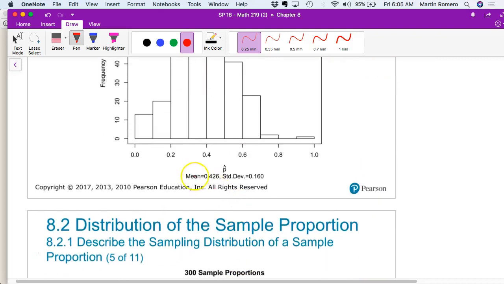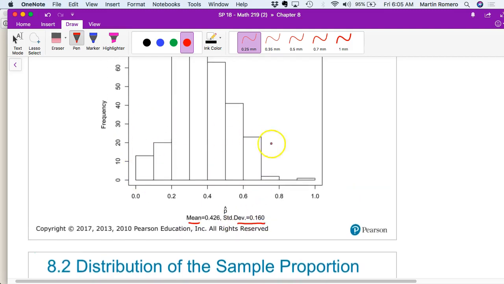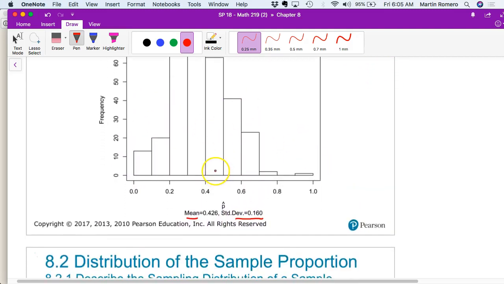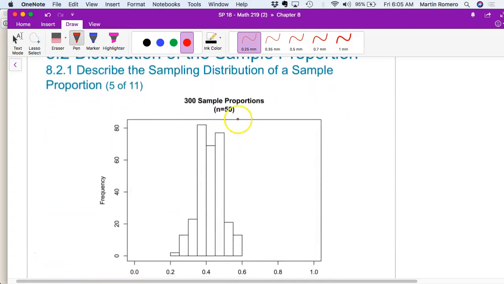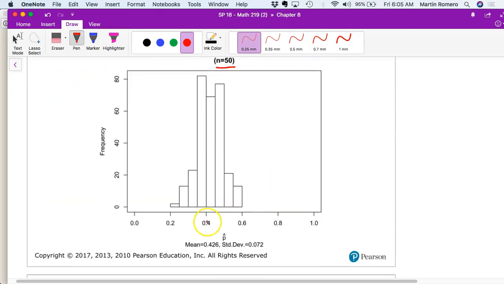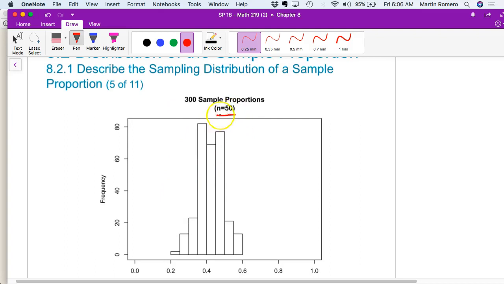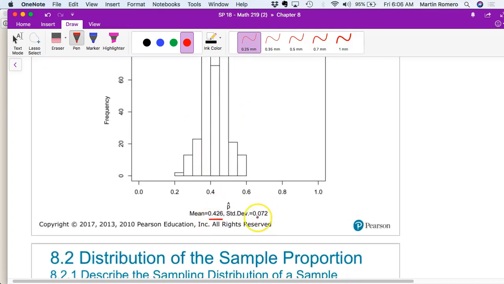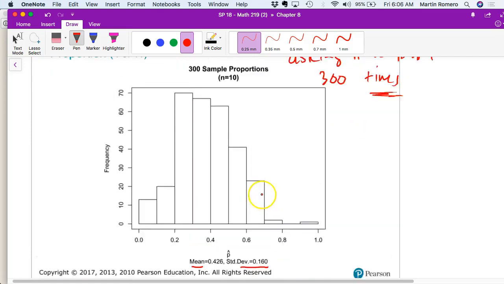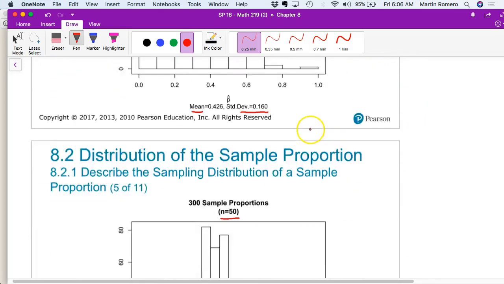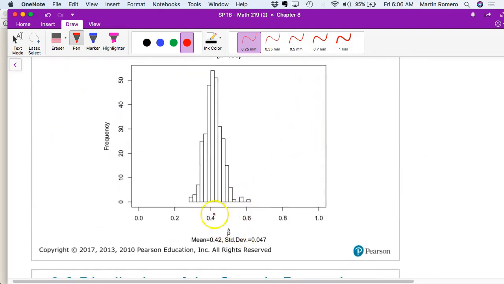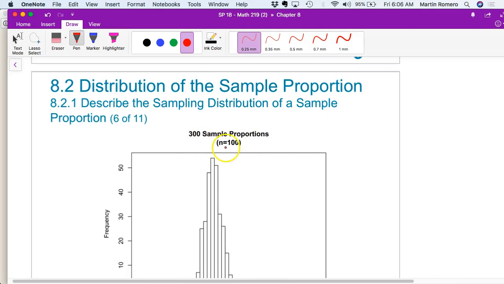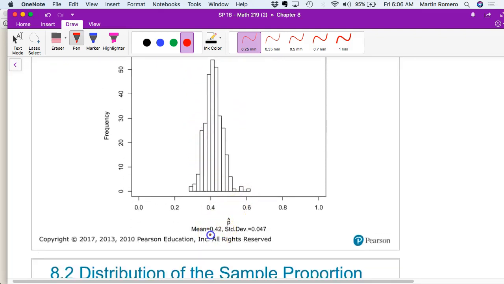What would that look like? We would calculate the mean and standard deviation of those samples, or the distribution. And then what would it look like if we increase the sample size? Ask 50 people 300 times, 50 different people 300 times, and notice it gets a lot closer together. They're getting closer to the mean when we increase the sample size. Mean is 0.42, standard deviation 0.072. Remember the original was 42%. And when we ask 100 people 300 times, it gets even closer together, and the mean is 0.42 and the standard deviation is 0.047.